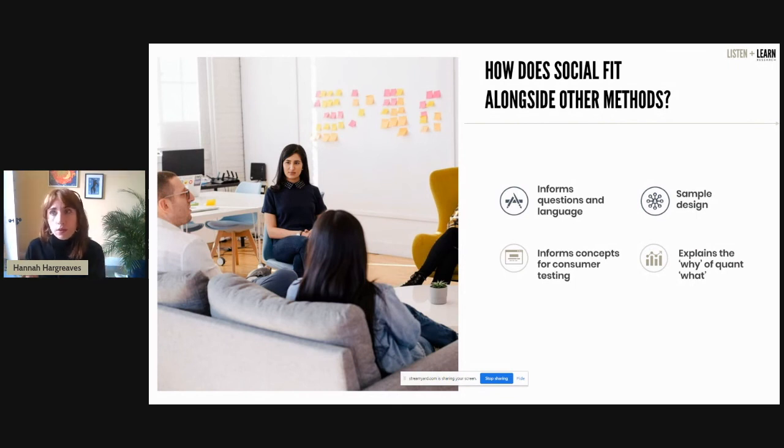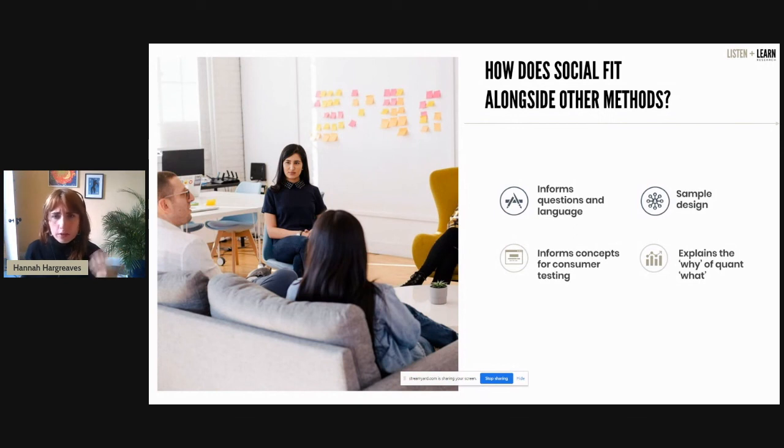We've obviously touched as well upon using social to find out the natural language which people use to talk about a topic, so that you can make sure that your questions are worded in as relevant a way as possible. Social can also help with sample design, so helping you to figure out what sort of people you might want in your research sample based on who the key voices are around your topic, your brand, or your category. You can also use social to help you build out initial concepts based on consumer needs, which you can then test in primary research.